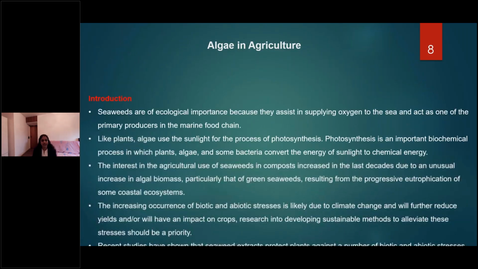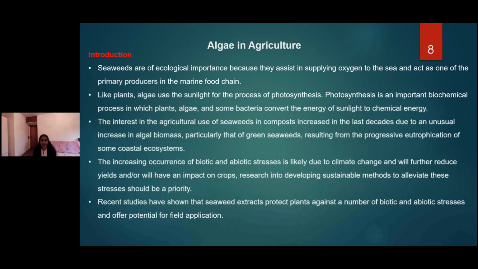So let us have a brief introduction about seaweeds. What are these seaweeds? These seaweeds are ecologically important because they assist us in supplying oxygen to the sea and act as one of the primary producers in the marine food chain.